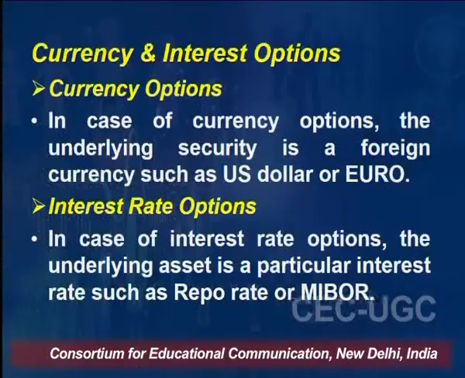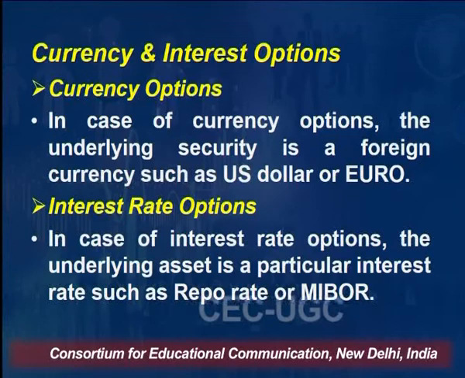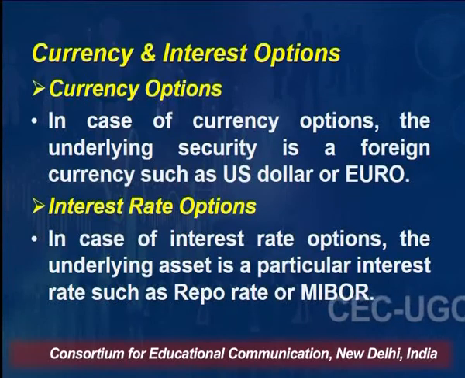Similarly, the currency option. In the case of a currency option, the underlying security is a foreign currency such as US dollars or euro. Interest rate options: in the case of an interest rate option, the underlying asset is a particular interest rate such as repo or MIBOR. Repo means the repo rate that is determined by the RBI. MIBOR is the Mumbai Interbank Offer Rate. So these can be the interest rate options. So these are the different types of options that are prevalent in India.